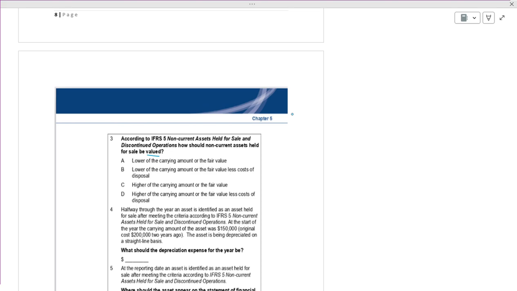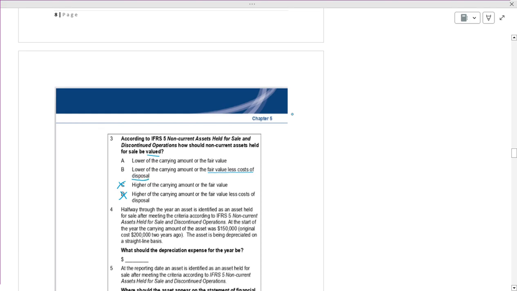Lower of carrying amount or fair value. Is that lower of carrying amount or fair value? Lower of carrying amount or fair value, less cost of disposal. Is it that the higher is not there? Is it only the lower? There is no higher. Is that what it says? See, fair value less cost of disposal.